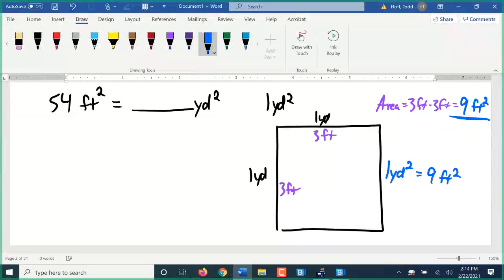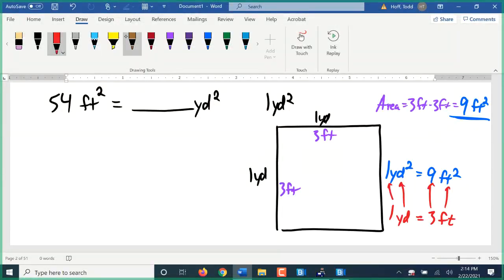Now again, you might notice a similarity here to the linear conversion. 1 linear yard is 3 linear feet, or 1 regular yard is 3 regular feet, if you want to think of it that way. 1 squared is 1, yard squared is square yard, 3 squared is 9, feet squared is square feet. So it is just taking that linear conversion and squaring every piece of it.